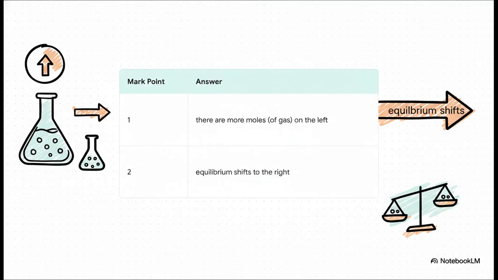See, this is a 2-mark question, and you need to make 2 distinct points to get them. For the first mark, you have to state that there are more moles of gas on the left. Simple as that. For the second mark, you have to explain the result. Because there are fewer moles on the right, increasing the pressure pushes the equilibrium to the right to counteract that change.